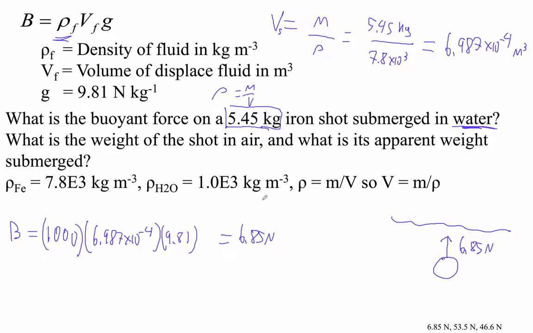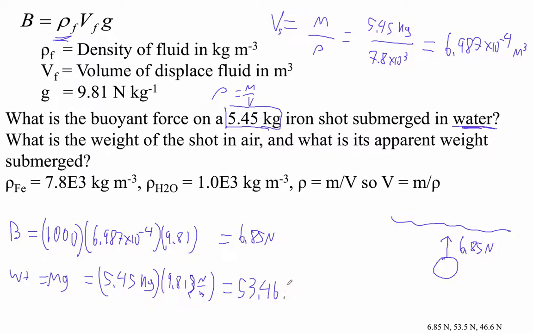Okay, so what is the weight of the shot in the air? That's easy. Weight is mg, is 5.45 kilograms, right, times 9.81 newtons per kilogram, by the way, are the units of that. All right, so 5.45 times 9.81 is 53.46. So here it is underwater, right? Let's draw another arrow down, not to scale. 53.4645 newtons, right? So this is gravity acting down.